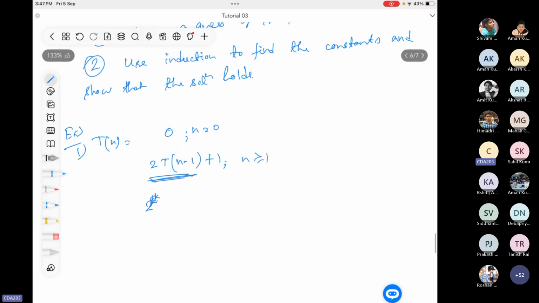Okay, now look at the constant. 2 to the power n will not work. Why? Because of the base case, right? For n equal to 0, it's 0. But 2 to the power n would be 1. It's not 0. So 2 to the power n minus 1, we can take that one. So our guess will be 2 to the power n minus 1.